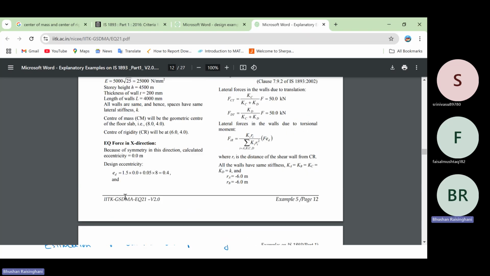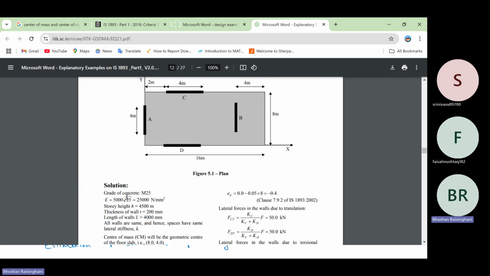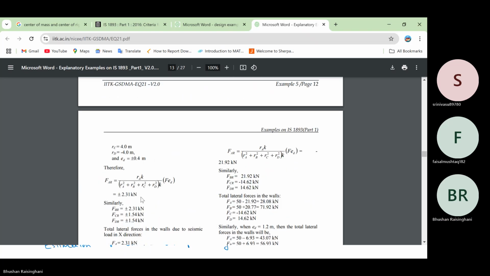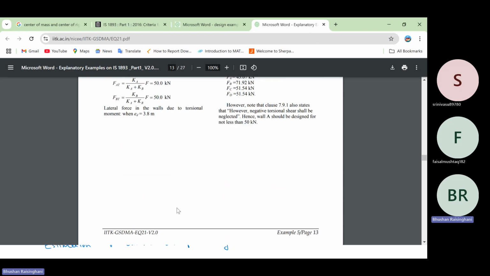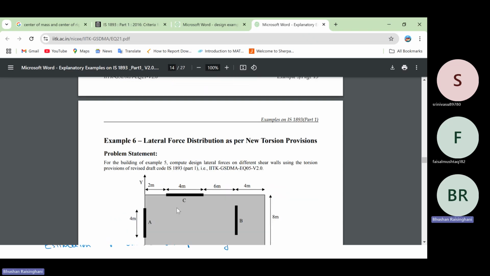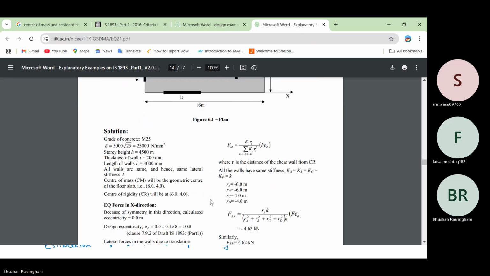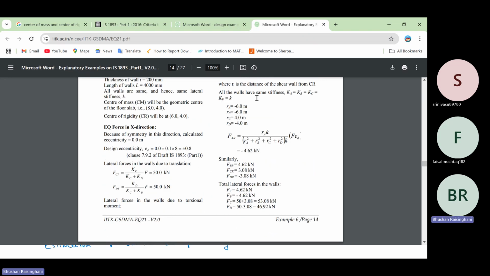So in wall A, what is the force? A into K, F into ED. So that way, for each wall, you can estimate the lateral force, and you can design the wall for that provision. So lateral force distribution as per the new torsional provision remains the same.